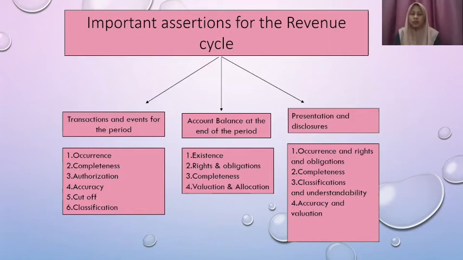So looking through the screen, we have three types of assertions, which are transactions and events for the period, account balances at the end of the period, and presentation and disclosure. So first, I will explain the transactions and events for the period.